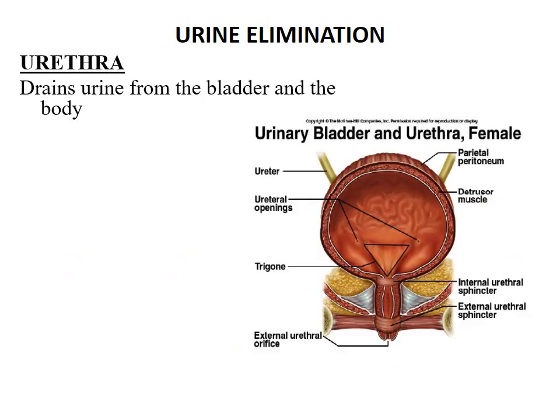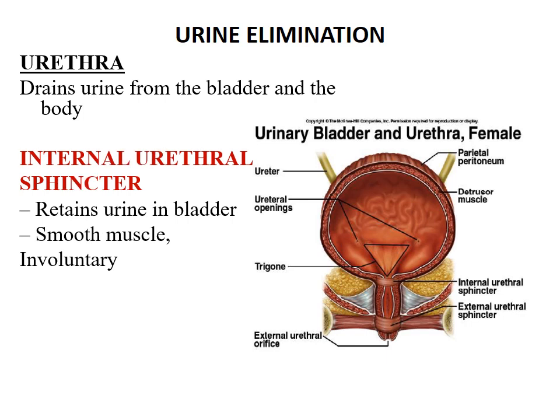Urine elimination. The urethra drains urine from the bladder. So you can see that this structure is the urethra, which will be draining the urine from the bladder to outside. There is a structure called the internal urethral sphincter. This is the internal urethral sphincter, which is made up of smooth muscles, and it has involuntary control. That means we don't have any control over it, because it is made up of smooth muscles.